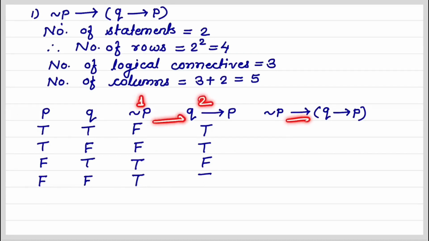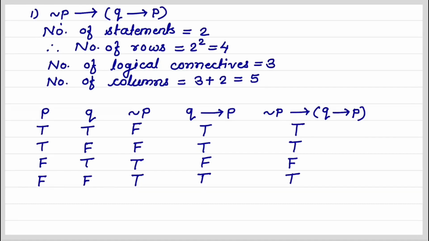Now we have to take the implication. This is the first statement and this is the second statement. Again the same rule: when the first statement is true and the second is false, then the implication is false, otherwise it is true. Here the first two values are false, so there is no need to see the value of the second statement. The implication must be true. Now here the first statement is true and the second is false, so the implication is false. And fourth, both statements are true, therefore the implication is true.